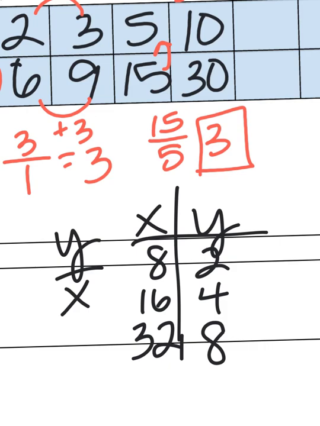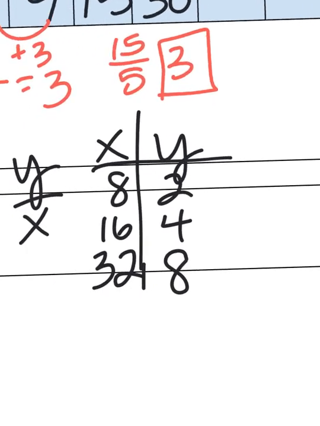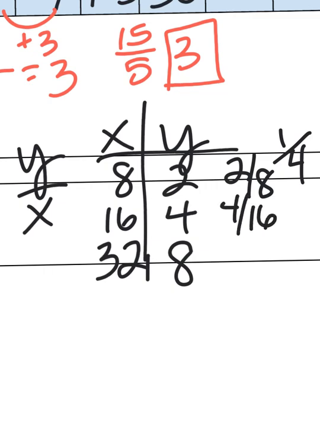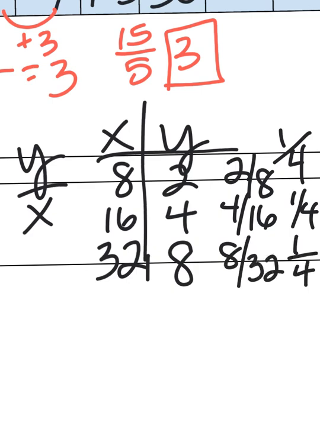So in this case, our y is 2 and our x is 8. So that is 2 over 8, which reduces to 1 over 4, okay? 4 divided by 16, that also reduces to 1 over 4, and 8 divided by 32, which also reduces to 1 over 4. Biggest thing for you to remember is that your constant of proportionality is exactly that. It's constant, okay? Has to be the same for that whole table.